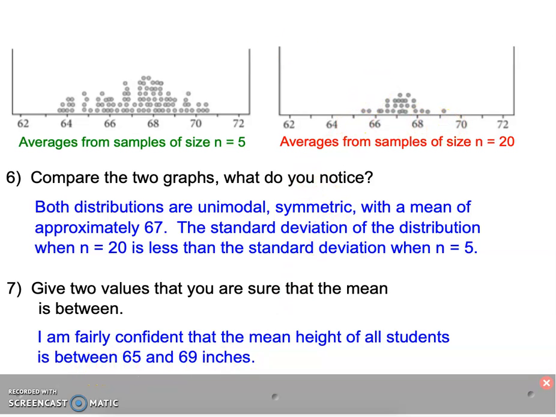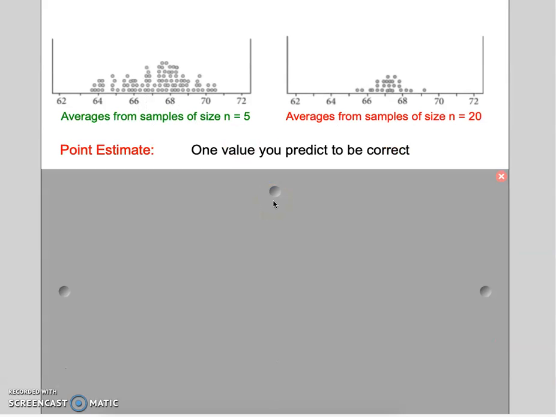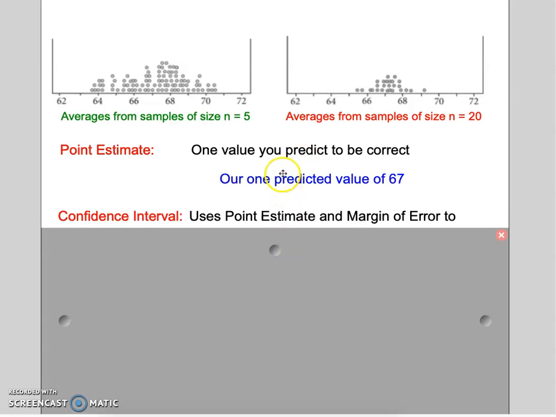Okay, some terminology. Point estimate. If you were going to make one predicted answer, what would it be? In our problem, we predicted 67. 67 is our best guess at a point estimate.